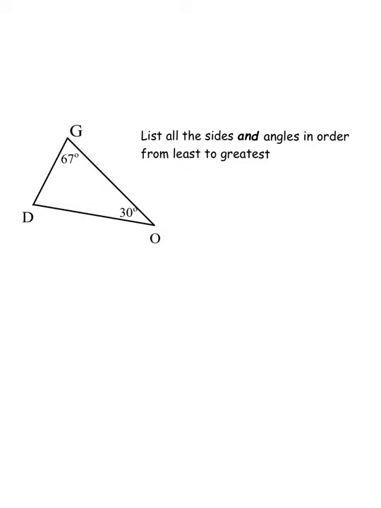And if we look at the last question here, it says list all the sides and angles in order from least to greatest. So the first thing I notice about that picture is I am missing an angle. So again, the first thing I'm going to do is 180 minus 67 minus 30, and I get that the missing angle here is 83.